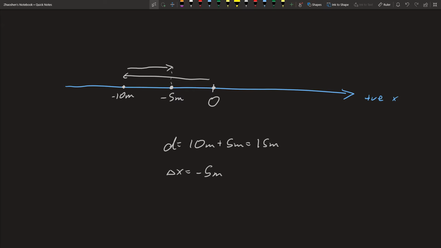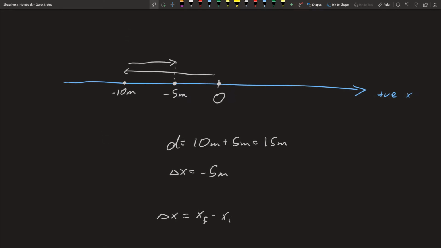Is there an easier way to do it? Yeah, there is. If we can define what displacement is, right? The displacement is defined to be the final position minus the initial position. This should make sense because your final position in this case is -5, in green. Your initial position is 0, right? How much did you move? You moved 5 to the left, right? Means -5. Or it is -5 minus 0.